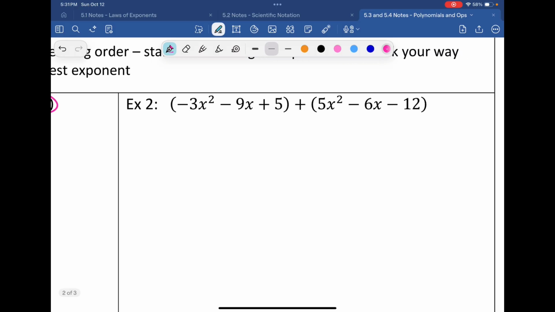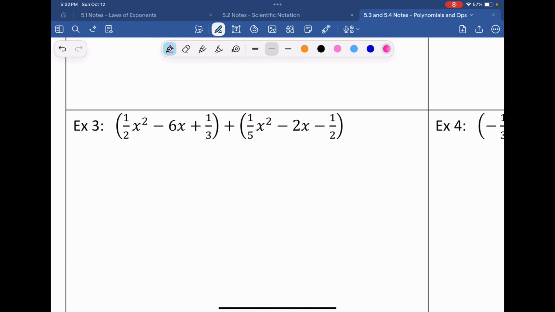Okay, in example 2, the highest exponent is the square. And I've got another one here. So -3 plus 5 is 2. Then I have -9x. I got another x over there, so that's going to be -15x. And then positive 5 and -12, that's -7.